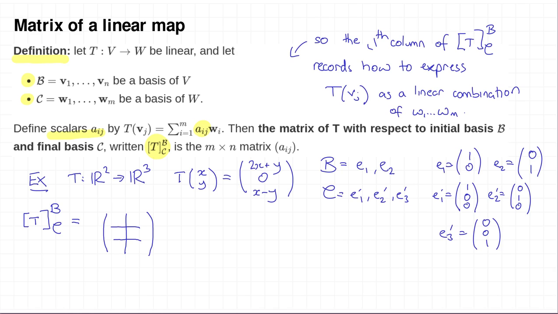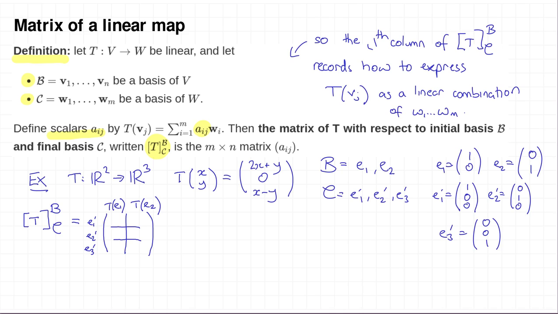As I said, the jth column of this matrix is recording how to express T of the jth basis element for the domain as a linear combination of the basis elements for the codomain. So let's write that in. The first column should be telling me about T of e1, and the second column should be telling me about T of e2. And what they should be telling me is how to express those things as a linear combination of the elements of the basis C, which are e1', e2', e3'. I'm just labeling the columns and rows here. They're not part of the matrix. They're just labels to help us remember what's going on.